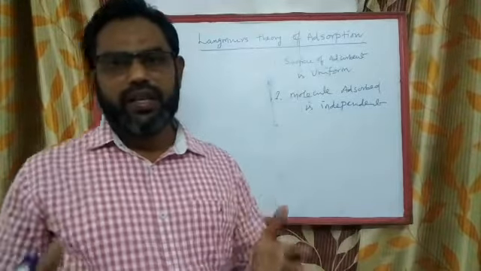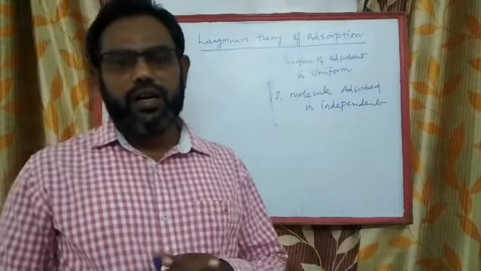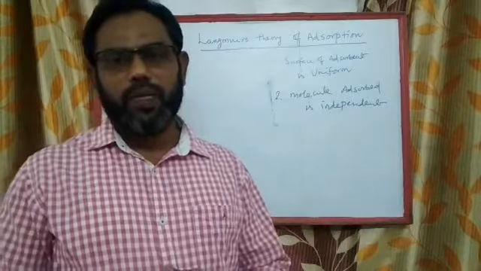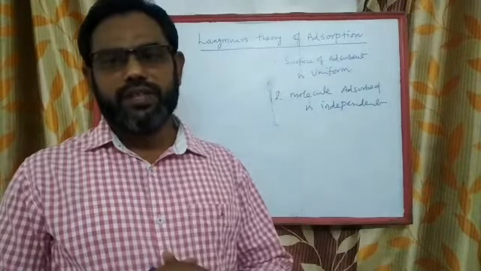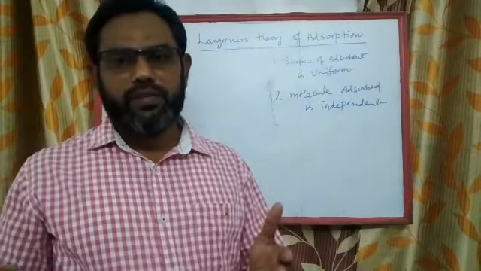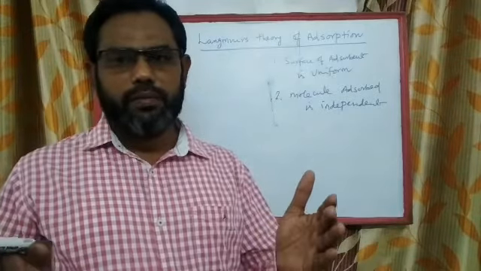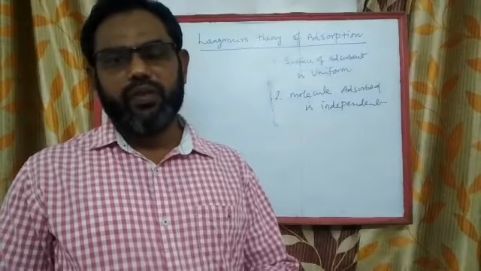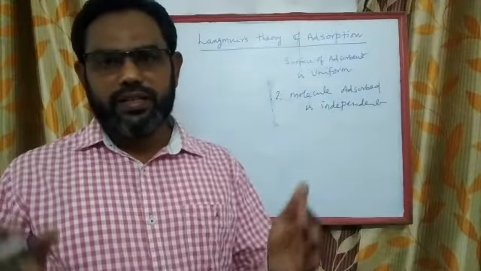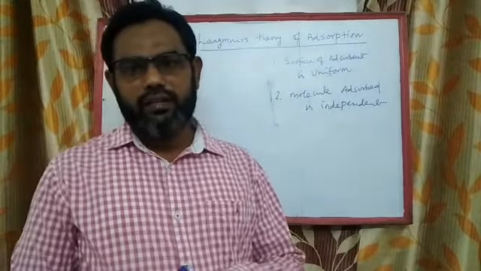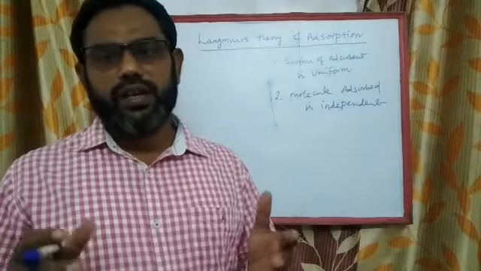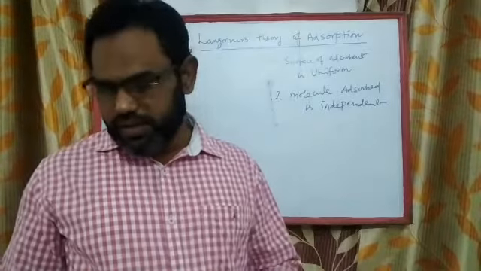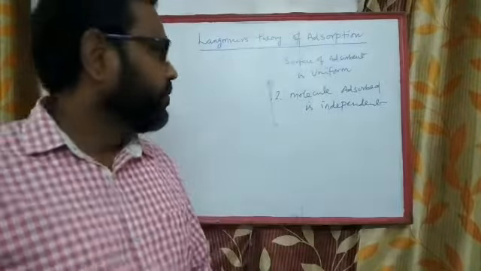And the third assumption is that the adsorption is uniform at low pressure. And the fourth assumption is that the adsorption of the molecule is monomolecular by nature. So based on these assumptions, Langmuir derived an adsorption isotherm equation. So let us deduce the isotherm equation by Langmuir.